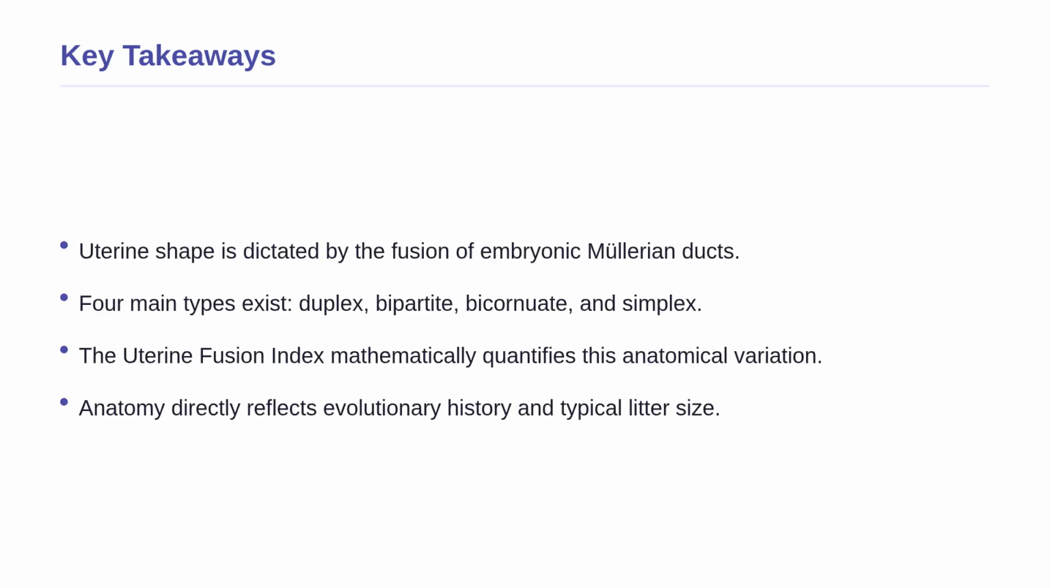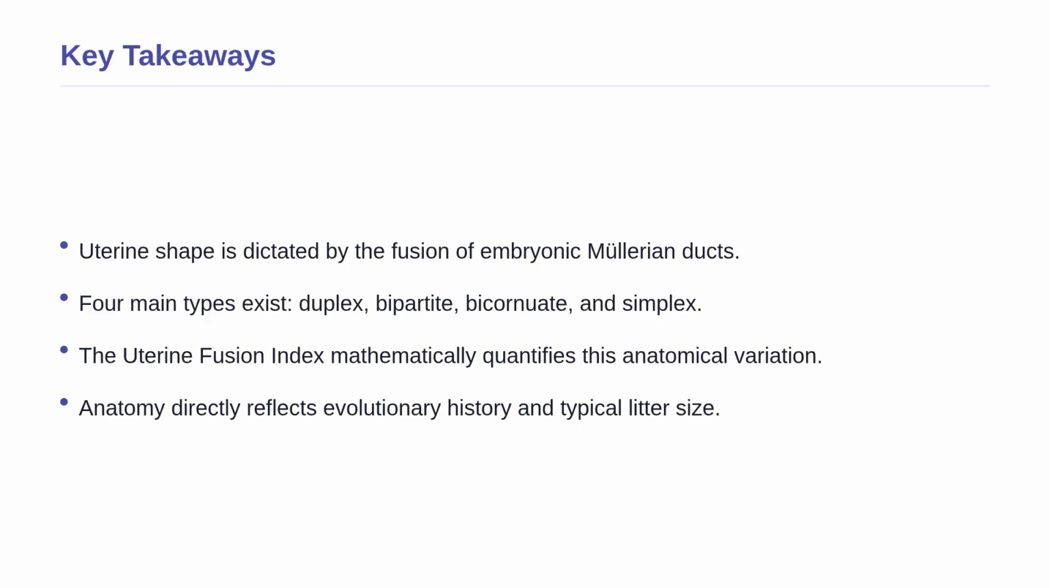We have covered a lot of ground today, so let us review the most important ideas. First, the mammalian uterus is highly adaptable, and its shape is dictated by the degree of embryonic Mullerian duct fusion. Second, we classify these into 4 main types: duplex, bipartite, bicornuate, and simplex, ranging from 0 fusion to complete fusion.